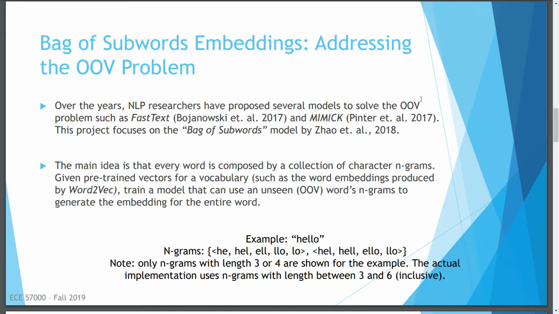The main idea of this algorithm is to address the out of vocabulary problem by looking at each word as a collection of character n-grams. Character n-grams in this case are just substrings. Given pre-trained vectors for a vocabulary, such as the output of an algorithm like word2vec, and given a word that is not present in the vocabulary used to train word2vec, you can train another model that can break down the new word into its n-grams to generate the embeddings for the entire word.